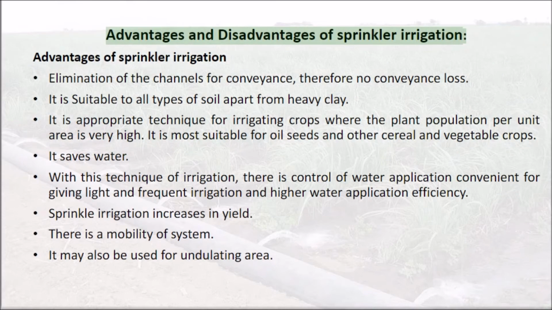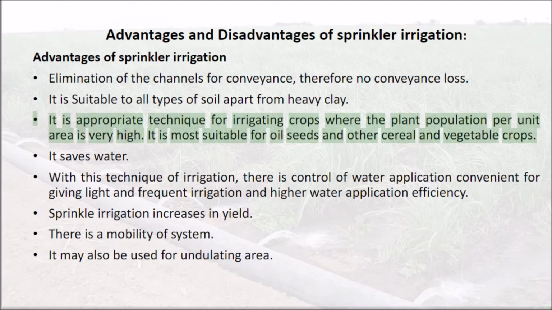Advantages and disadvantages of sprinkler irrigation. Advantages of sprinkler irrigation. Elimination of the channels for conveyance, therefore no conveyance loss. It is suitable for all types of soil apart from heavy clay. It is an appropriate technique for irrigating crops where the plant population per unit area is very high. It is most suitable for oil seeds and other cereal and vegetable crops. It saves water.